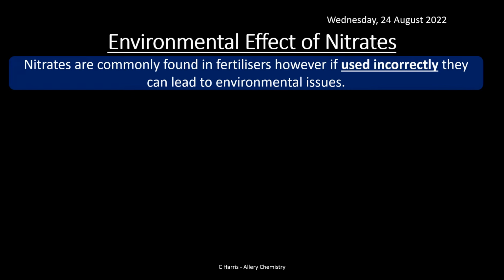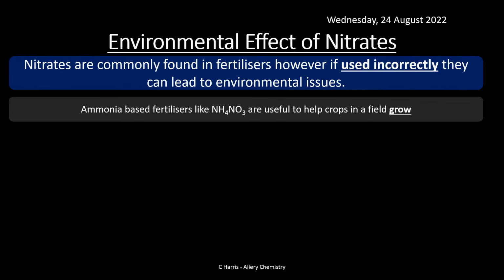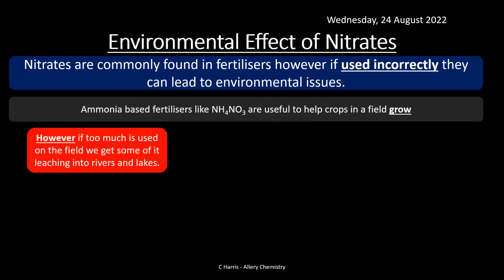So, like I say, nitrates are commonly found in fertilizers. However, if they're used incorrectly, they can lead to environmental problems. If we use ammonia-based fertilizers like ammonium nitrate, for example, they're useful to help crops grow in a field. They help to fertilize the soil and make sure that you get healthy crops out of it and a good yield as well. Obviously, that is really important.